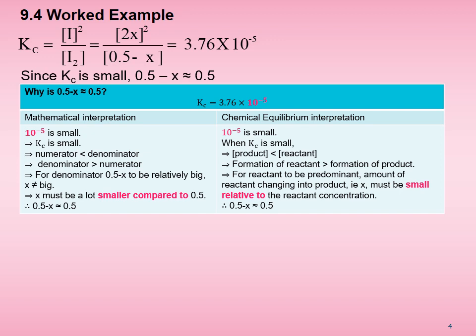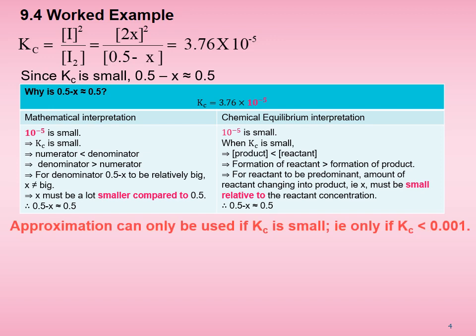x must necessarily be tiny compared to 0.5. So if a tiny number is subtracted from 0.5, 0.5 barely changes in value. Thus, 0.5 minus x is approximately 0.5. In general, if Kc is smaller than 10 to the power of negative 3, that is 0.001, we assume Kc is small. Then the approximation method can be used.